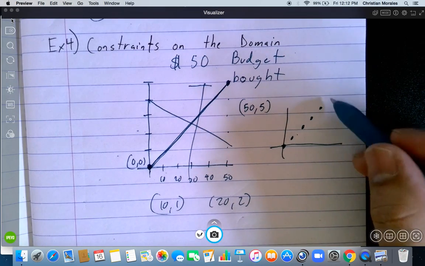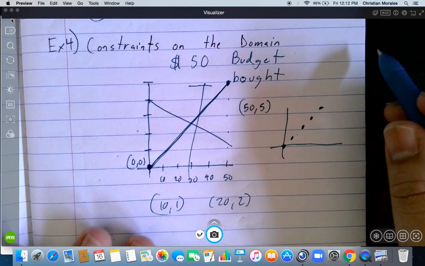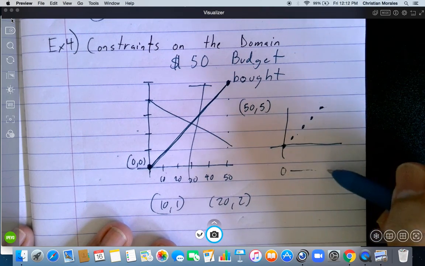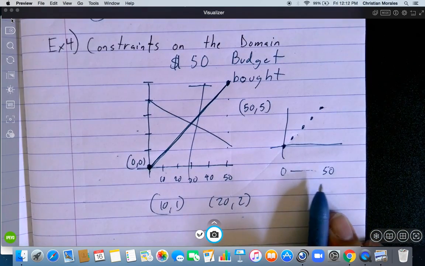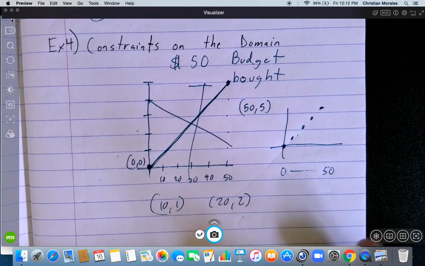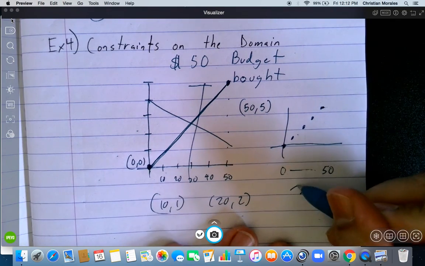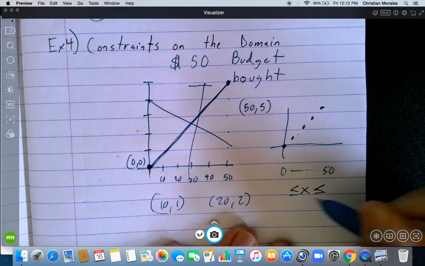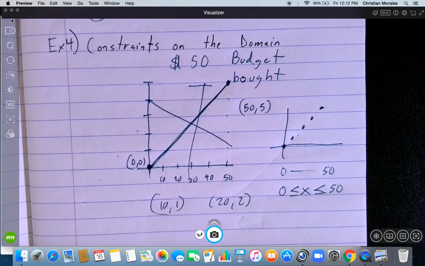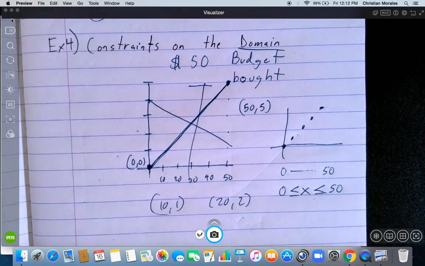And then here's the thing, you would stop at 50. So you couldn't go past 50. So your constraints would be from $0 to $50. You couldn't put any number greater than 50, and you couldn't use any number less than 0. So one way you're going to see this written in the future will be like this. Your x's are in between 0 and 50. Okay? For your domain. That's your limit from 0 to 50. And that's it.